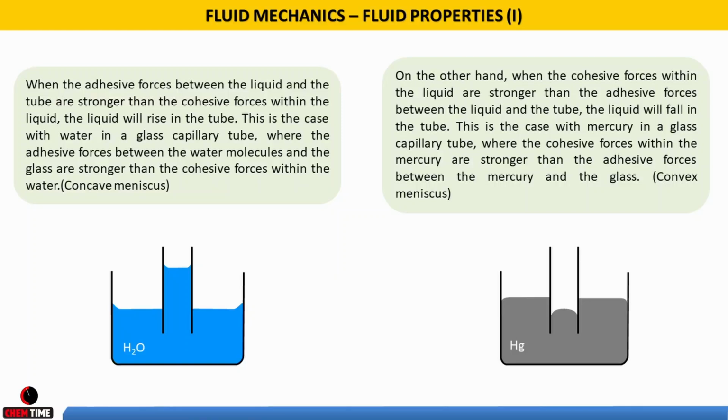On the other hand, when the cohesive forces within the liquid are stronger than the adhesive forces between the liquid and the tube, the liquid will fall in the tube. And this is the case with mercury in a glass capillary tube, where the cohesive forces within the mercury are stronger than the adhesive forces between the mercury and the glass, leading to a convex meniscus.